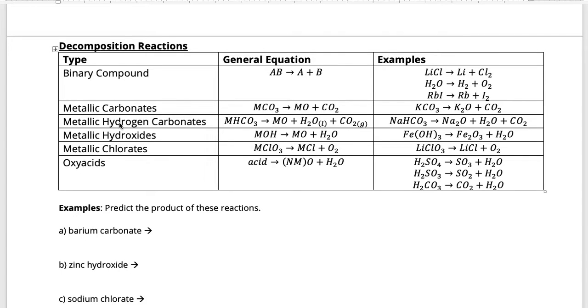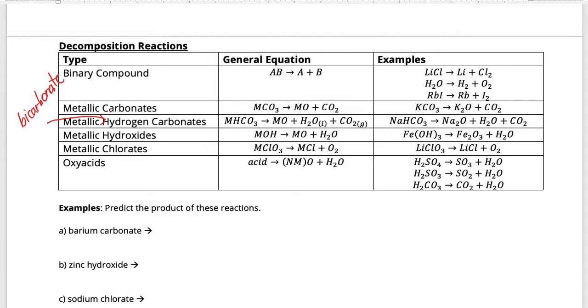All right, here are the metallic hydrogen carbonates. Again, remember hydrogen carbonate, the other name that chemists use is bicarbonate, okay? So be able to identify it both ways. I think chemists like to use bicarbonate more often, but anyway, hydrogen carbonate, bicarbonate, same thing, okay?